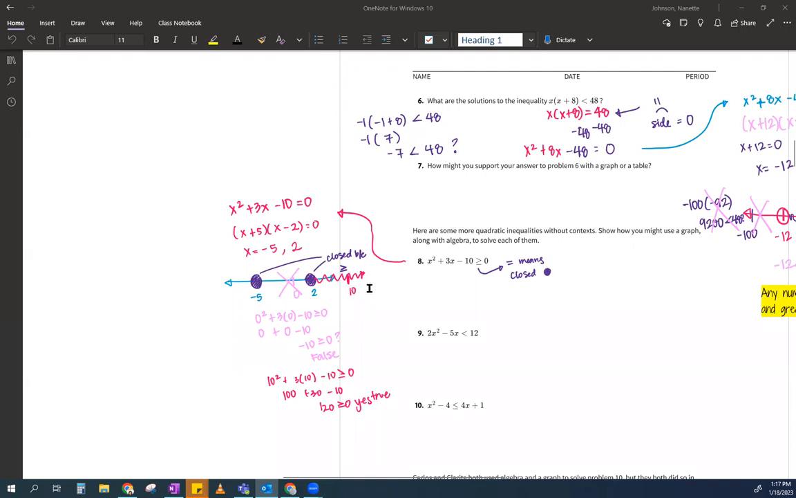Sometimes textbooks do this thing where they go like this and they make the line extra thick, but I want to make it super clear to you that this is a solution. That's why I squiggle it out. It's almost like I'm shading. Does that make sense?